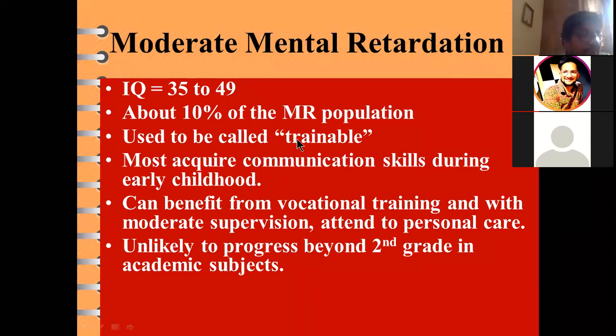Why do we call them trainable? Education is just teaching one time. Training means when you ask them to repeatedly do something, they easily follow that. So training is somewhat higher than education. When you give them a task to do again and again, they get the skills. They easily learn communication skills, and they can benefit from vocational training. Who can give vocational training? An occupational therapist can give vocational training.